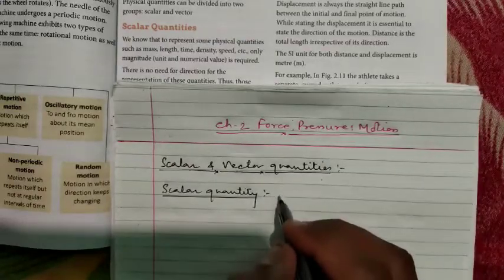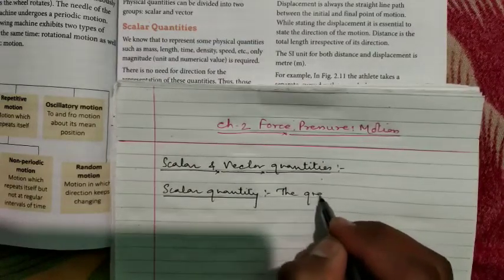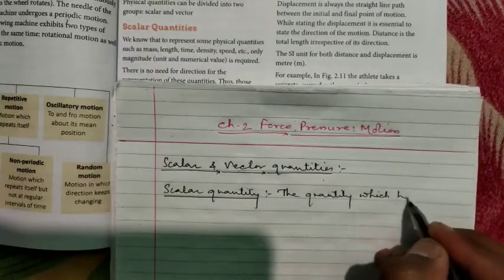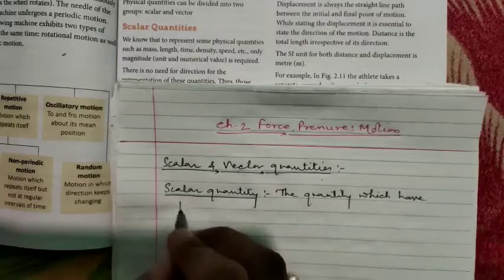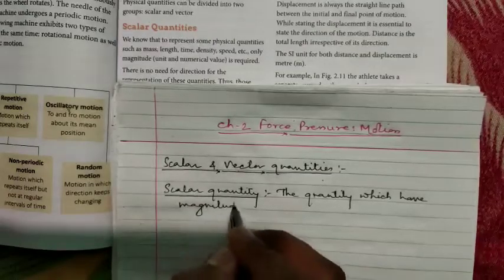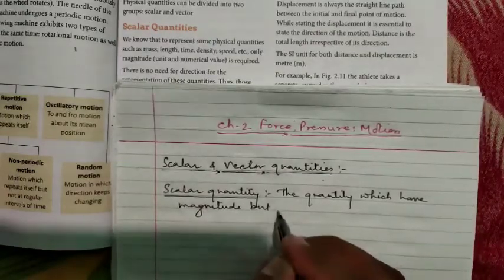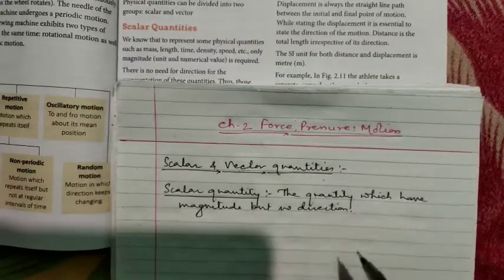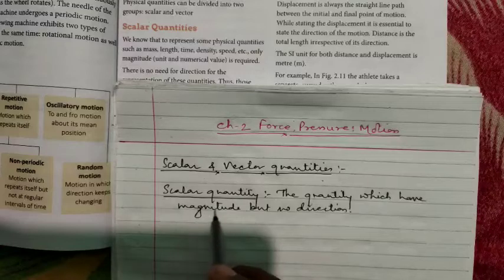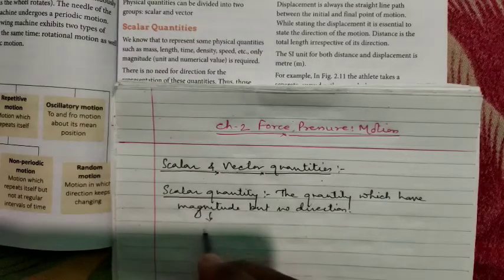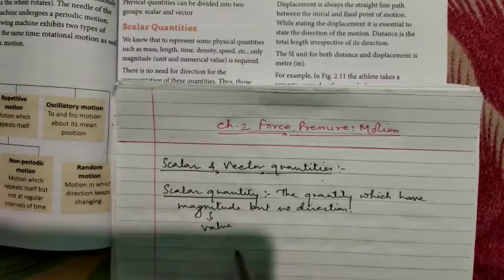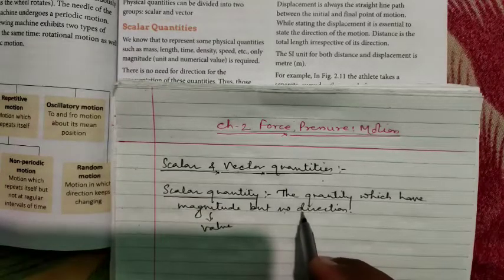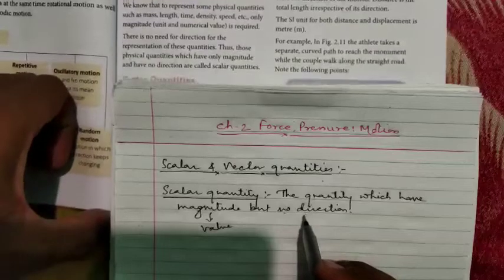First we will see the definition. The quantity which has magnitude but no direction. Those physical quantities which have only magnitude. Magnitude means value. They only have value, but they do not have any direction.